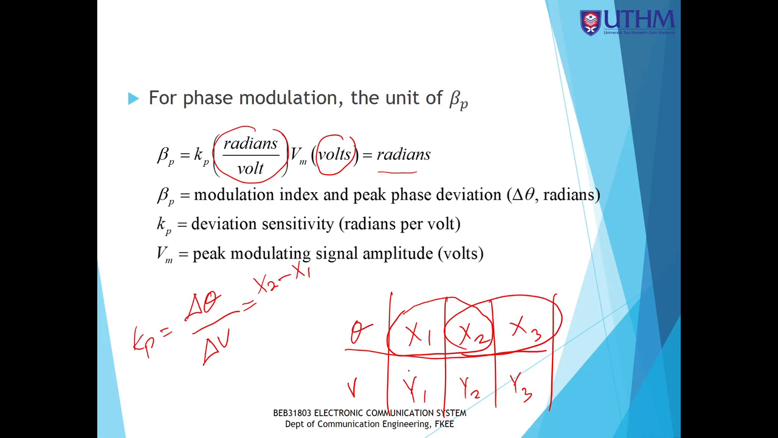And here, delta V is the difference between two adjacent values of voltages. So this one is divided by y2 minus y1. So you will get the value of Kp in terms of radians.